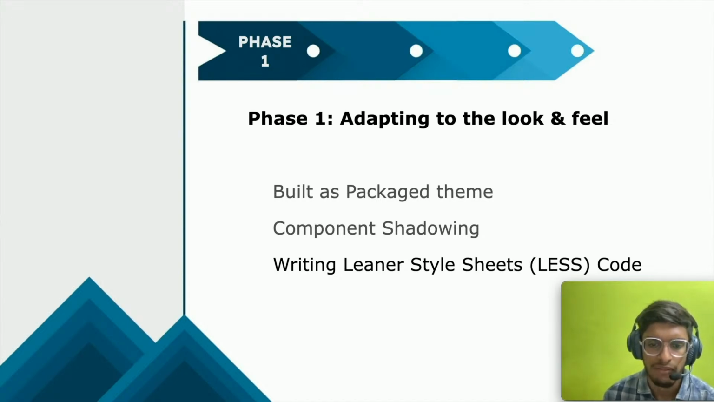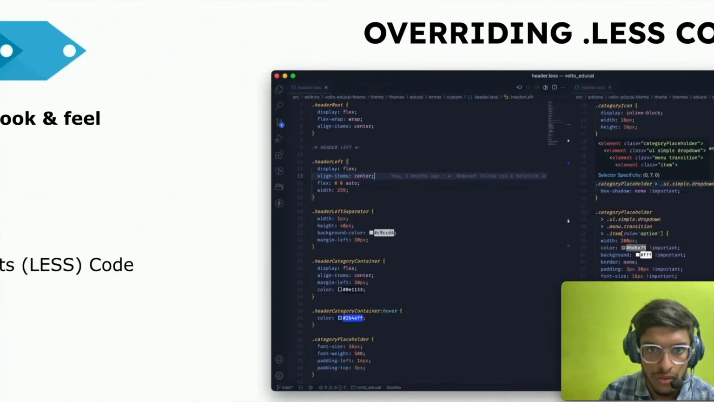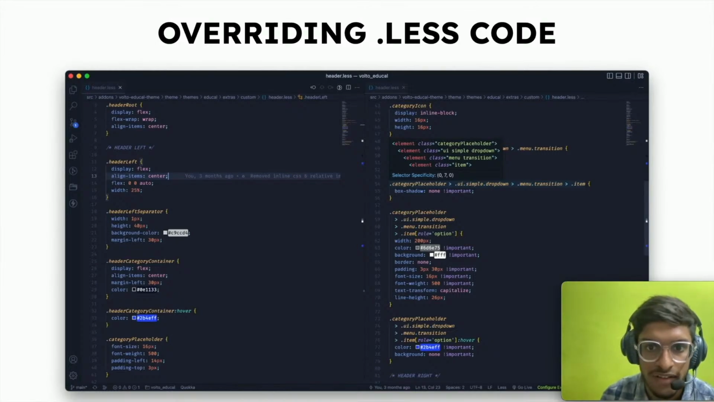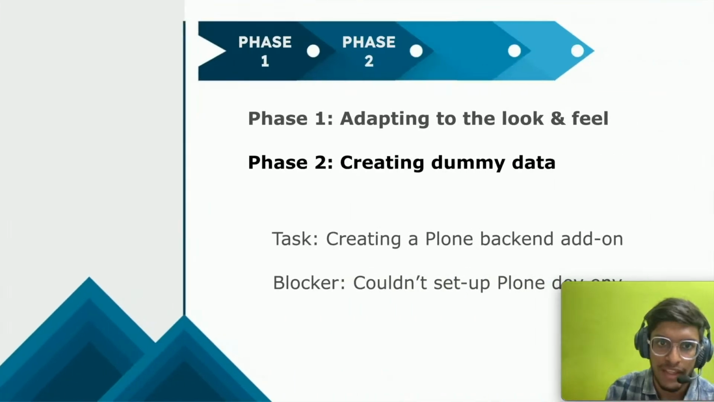So Less is backward compatible with CSS, and it has features such as we can declare variables, mixins, we can also inherit a particular class, and we can basically nest classes using Less. So in my theme, I had to write the code for nesting all these styles of headers and category icons. So making a new theme required me to write a lot of Less code.